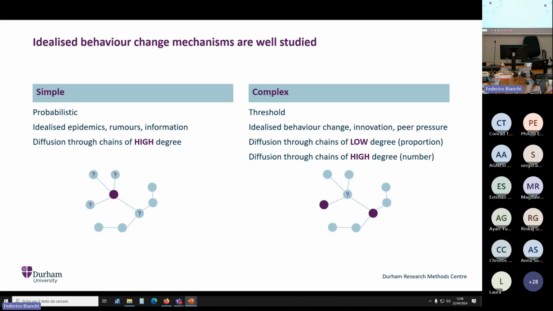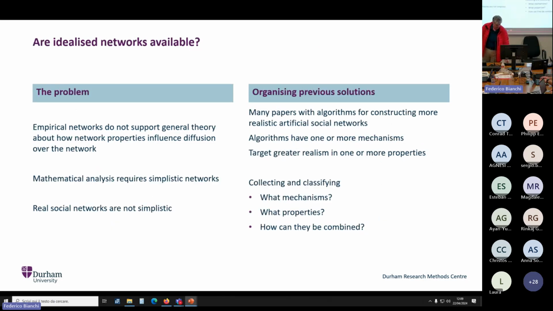Then there's this other type, simple contagion, where this person has already adopted, and the people who are their network neighbours have a chance of adoption. So those are idealised processes of contagion. The question is, do we have a similar sort of resolution or fidelity for networks? Do we have idealised networks available that we can run idealised contagion mechanisms on to understand the effect of the network structure on the diffusion outcome?